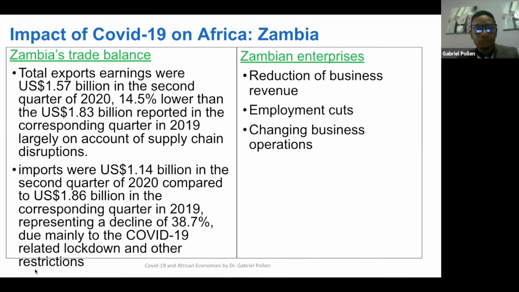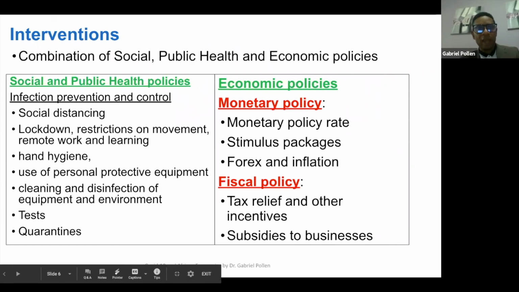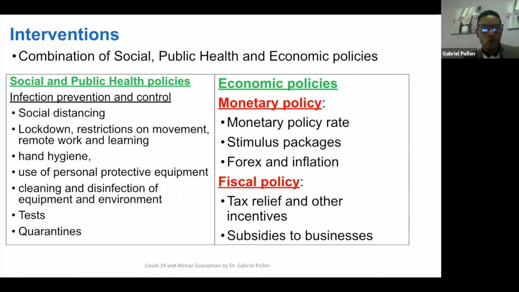Next slide, please. So what we have are infection prevention and control measures, which are related to social and public health policies across the world. And in Zambia in particular, we had social distancing measures put in place. In more formal settings, you observe a situation where there's more distance between people in a particular space, and restrictions on the number of people that can enter a particular enclosed space have also been enforced.